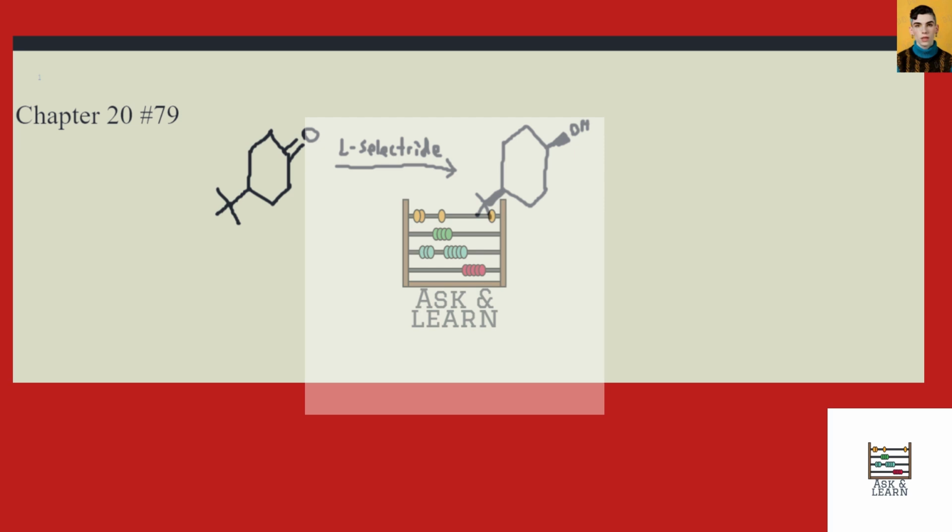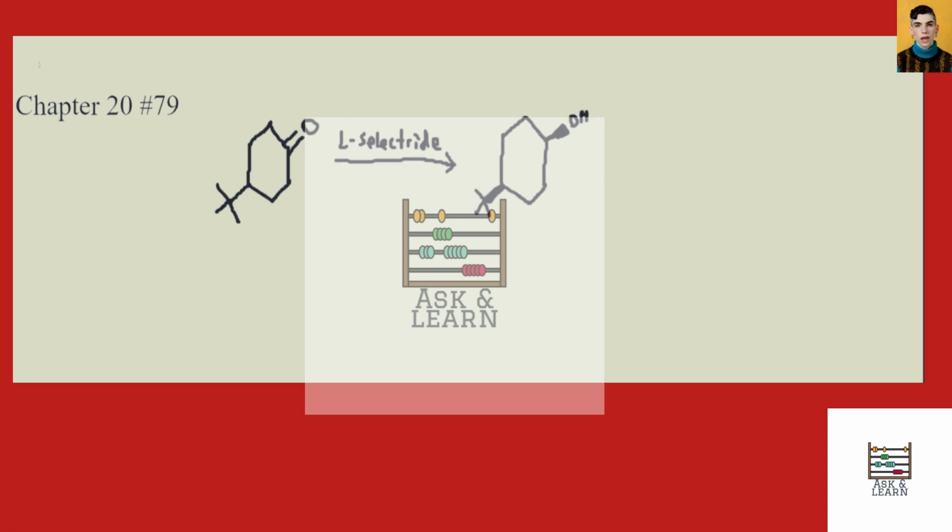This is the answer to Chapter 20, problem number 79 from the Smith Organic Chemistry textbook. And this problem says that lithium tri-sec-butylborohydride, also known as L-selectride, is a metal hydride reagent that contains 3 sec-butyl groups bonded to boron. When this reagent is used to reduce cyclic ketones, one stereoisomer often predominates as product. Explain why the reduction of 4-tert-butyl cyclohexanone with L-selectride forms the cis alcohol as the major product.